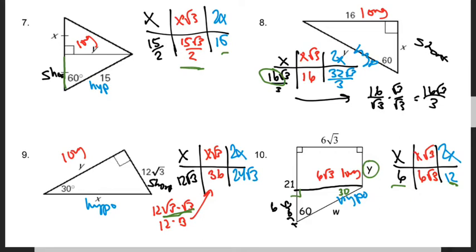But if I think about what I have, this entire thing right here is 21. And then my short side right here is 6. And that's what that y is missing. So y is going to be 21 minus 6. And that gives me 15. So y equals 15.